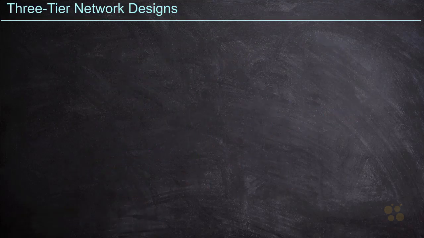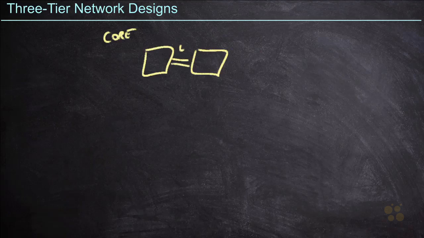So as we draw this architecturally out, at the core layer we're going to have a pair of switches. These switches will connect to each other at layer 3.